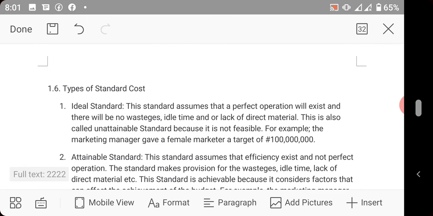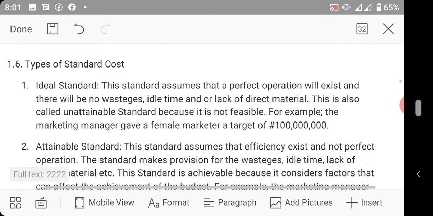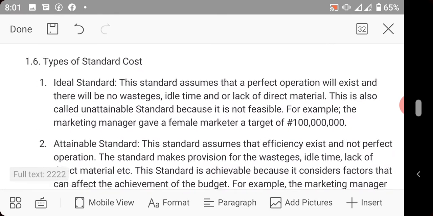Then there are 4 types of standard cost. The first one is ideal standard. The second one is attainable standard. The third one is basic standard. The fourth one is current standard.